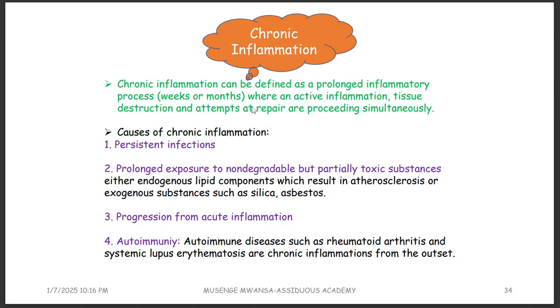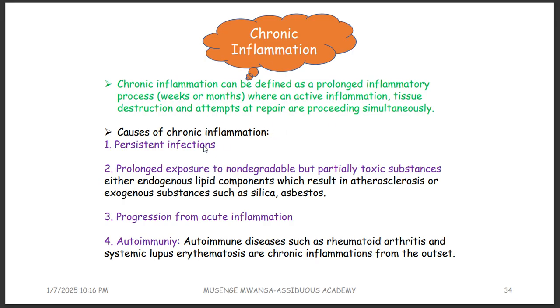Chronic inflammation can be defined as prolonged inflammation, which takes weeks or months, where an active inflammation, tissue destruction, and attempt to repair are proceeding simultaneously. So we've seen what is happening. There is tissue destruction, and at the same time, there are attempts to repair the problem that is there, happening at the same time.